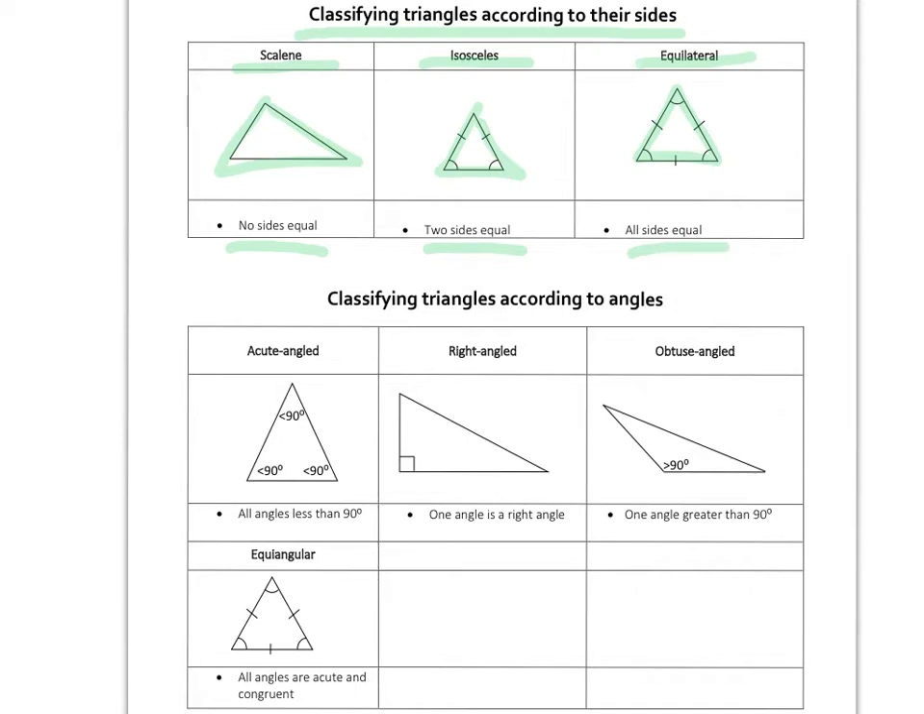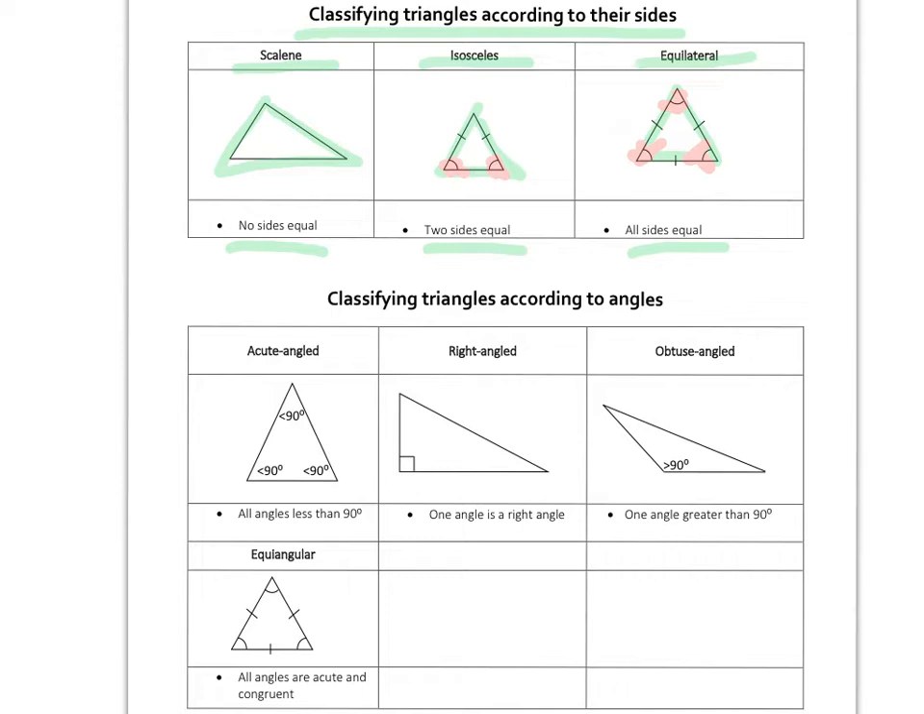You'll notice something else that's happening here: if you have an isosceles triangle, you also have two matching pairs of angles. So the angles opposite the equal sides are also equal, and the same for an equilateral triangle, the angles opposite the equal sides are equal, which makes all of those angles equal in an equilateral triangle.